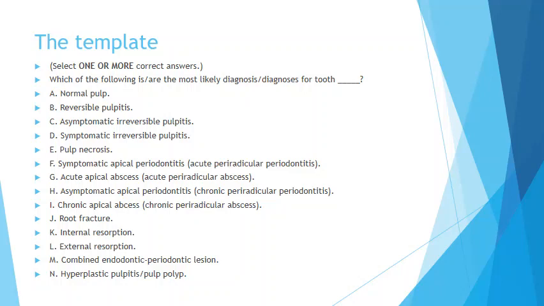Similarly, the periodontal conditions. What do we have? Normal periodontium, symptomatic apical periodontitis, whether there is any inflammation of the periodontium or not, whether there is any abscess, whether it is acute or chronic, is there any kind of root fracture, is there any resorption. So all this information we will look for in the case history and we'll answer it here.